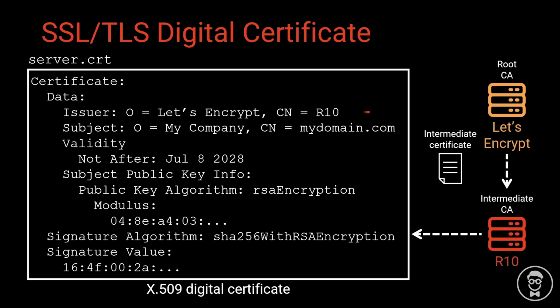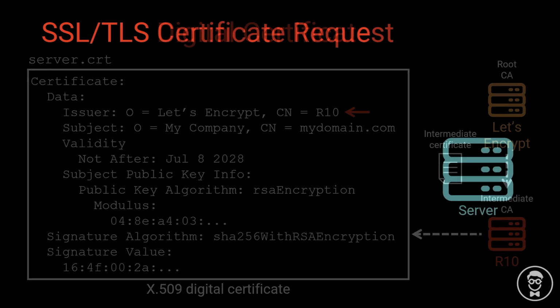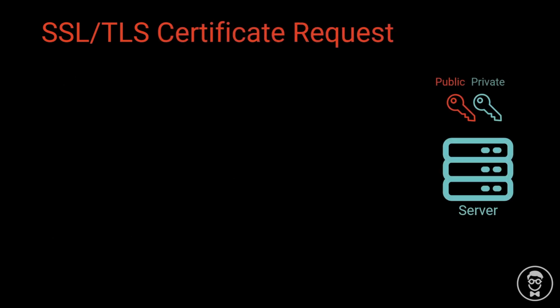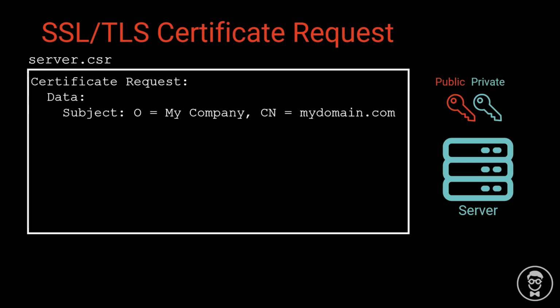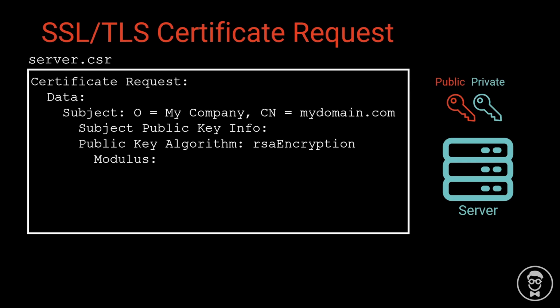A few steps are taken for a server to set up a TLS certificate. It first generates a public-private key pair, where the private key is never shared and is used for decrypting messages and signing data. Then it generates a certificate signing request, CSR, that contains its public key, common name, usually the domain name like example.com, and usually some organizational details such as the server location.